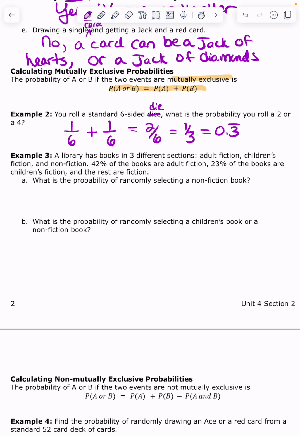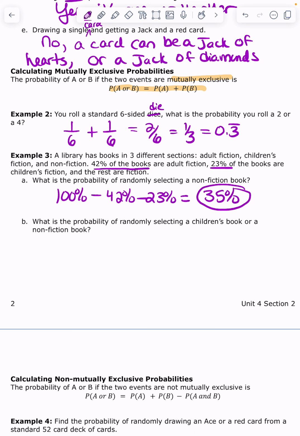A library has books in 3 different sections: adult fiction, children's fiction, and nonfiction. 42% of the books are adult fiction, 23% are children's, and the rest are nonfiction. What is the probability of randomly selecting a nonfiction book? So we weren't given the probability, but if all the books have to fall under one of those categories, then I can just subtract 42% and 23% from 100 and get 35%.